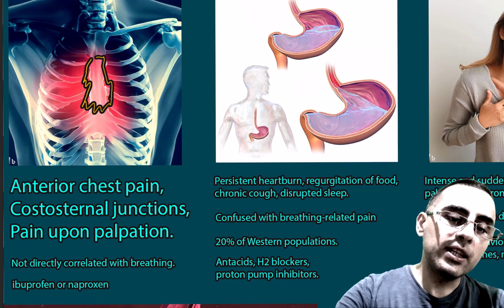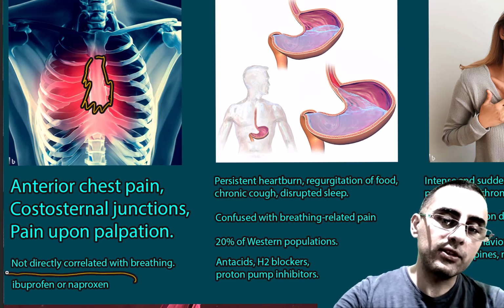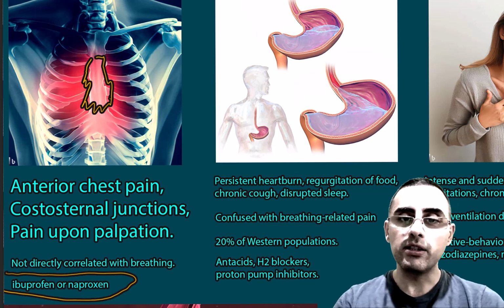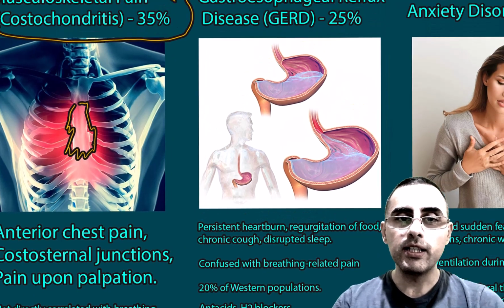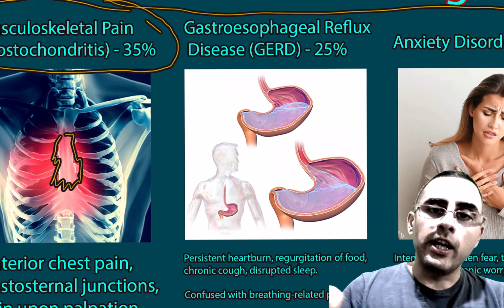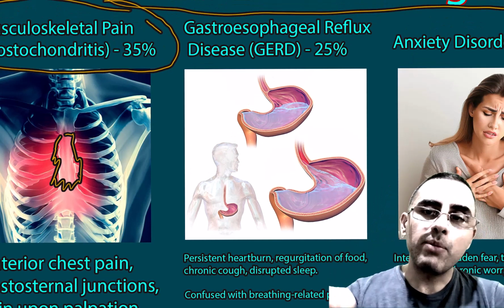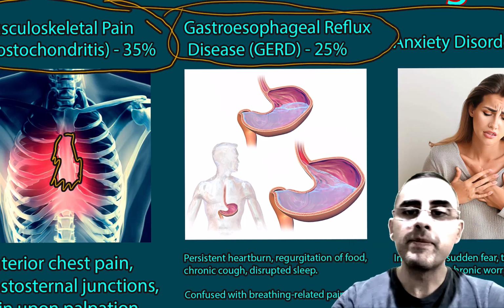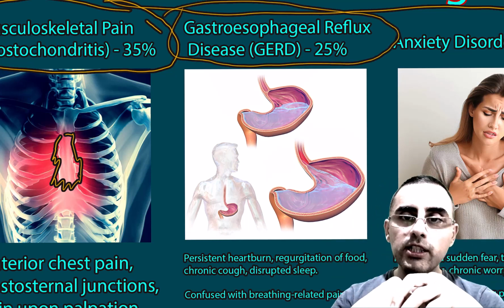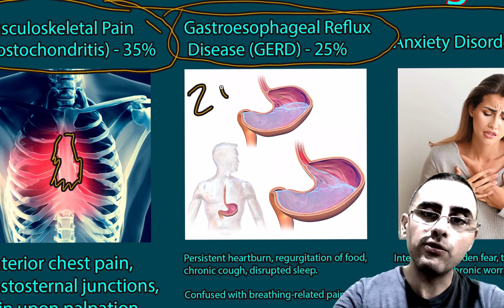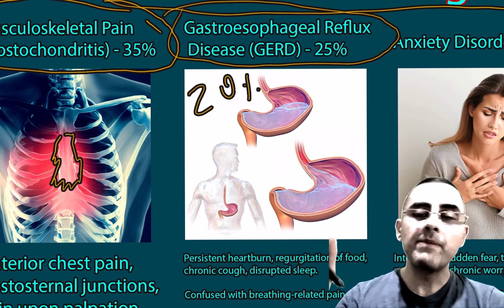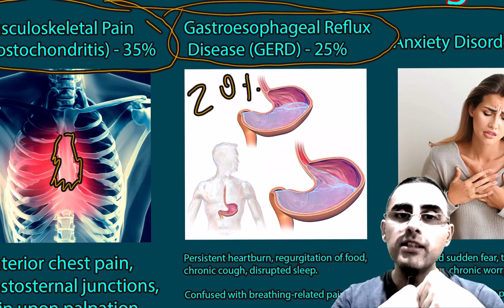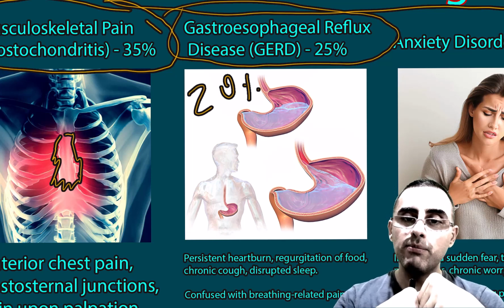What is the treatment? Non-steroidal drugs are usually enough to treat this condition. Ibuprofen and naproxen are usually enough. It's a benign condition. Another common cause of chest pain during breathing is gastroesophageal reflux disease, or GERD. It's a very common condition. It affects around 20% of the general population. So it's so common that we should mention it, even though it's not directly correlated with breathing.